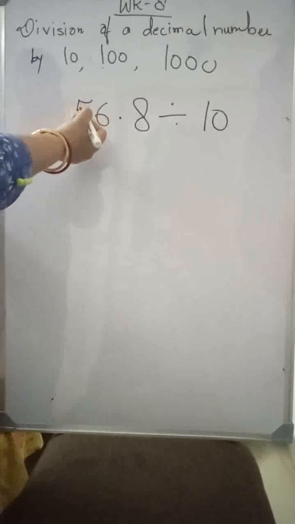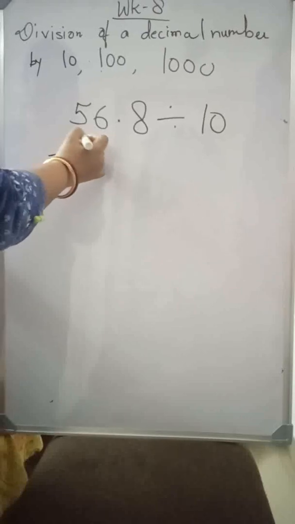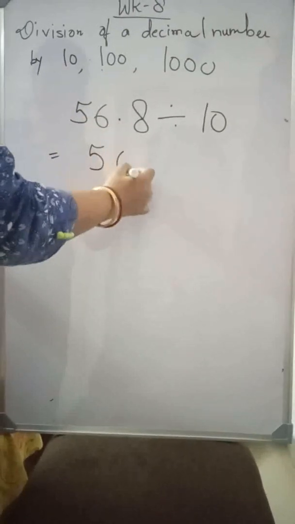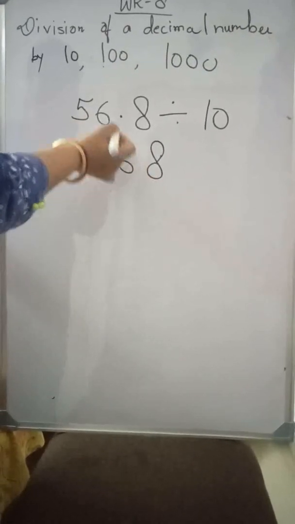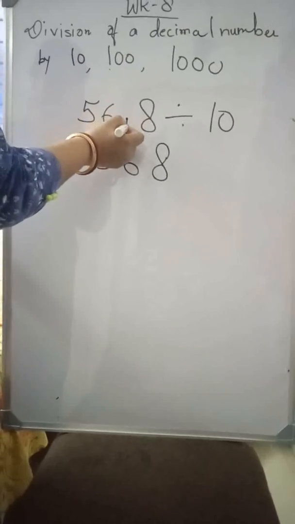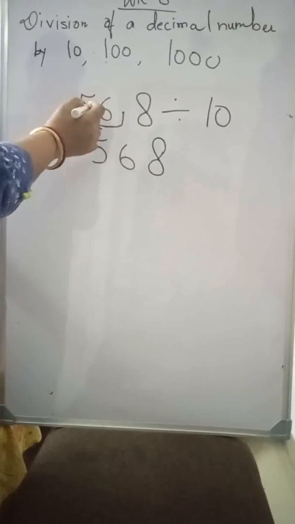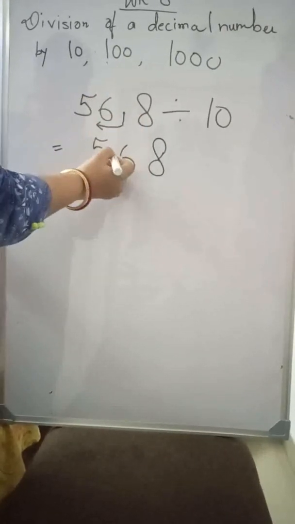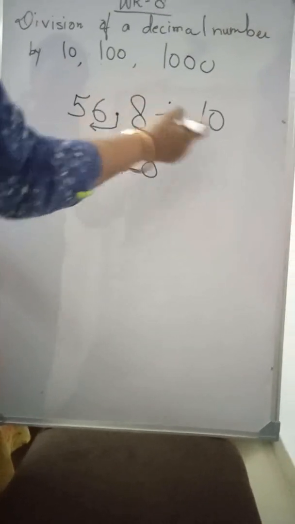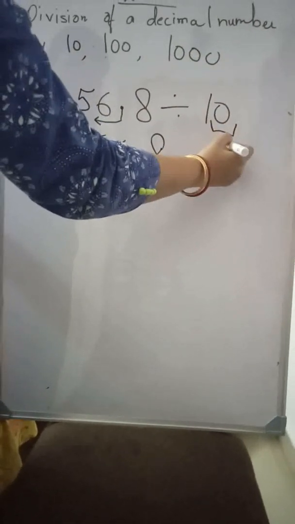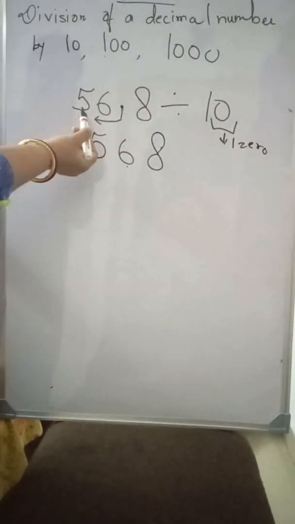Right? Now here in 56.8 divided by 10. So here, firstly write down this number again, dividend 56.8. This is the quotient, the answer. So what we will do? We will shift this decimal point to the left side. After 6, the decimal point will shift over here. Before 8 it was there. So I will count how many zeros are there? 1, 0. So I will count one digit to the left side of the decimal.